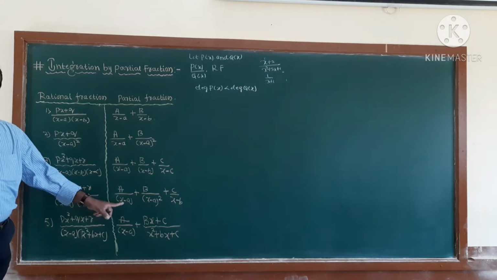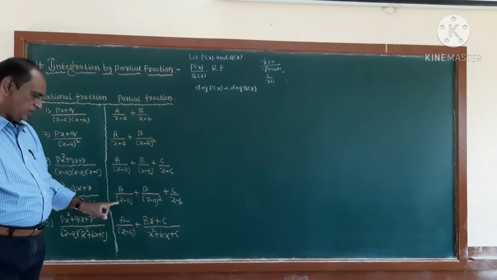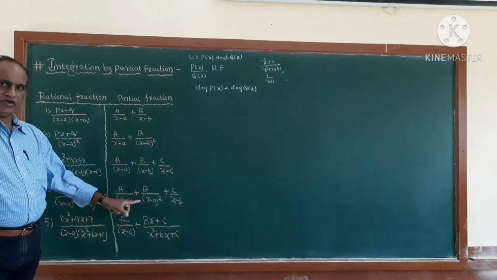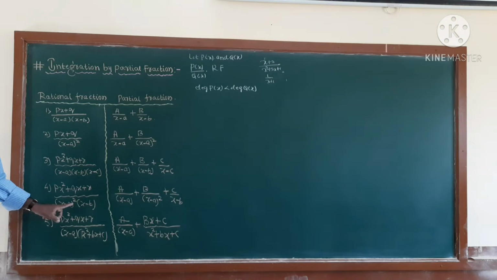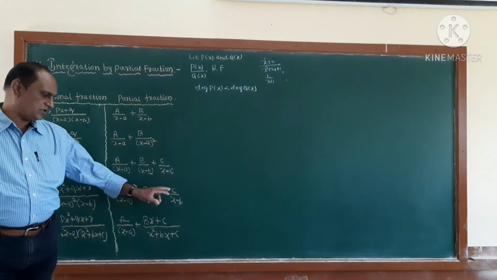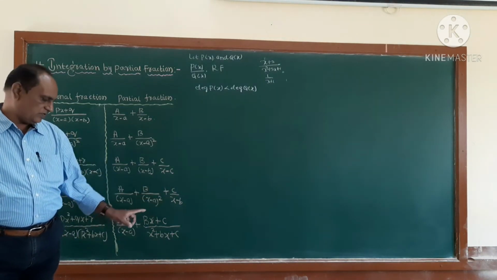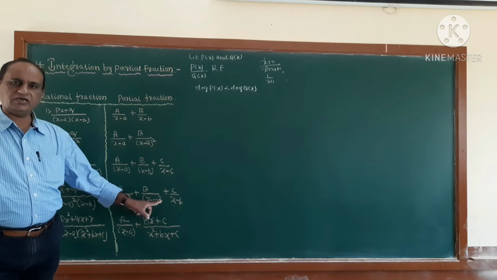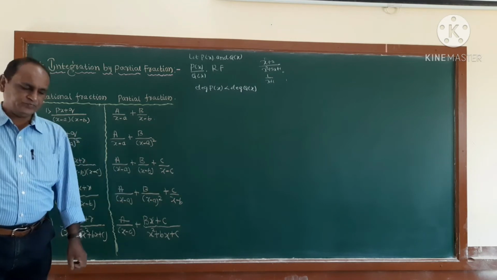In this case, we have to suppose the partial fraction: A divided by (x − a) plus B divided by (x − a) whole squared, then plus C divided by (x − b). This factor is not repeated.